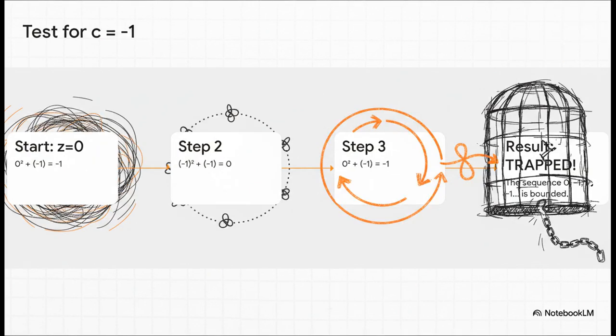But now, watch what happens when we pick c equals -1. First step, 0 squared minus 1 equals -1. Okay, now z is -1. So -1 squared, that's +1, minus 1 equals 0. Now z is 0. So 0 squared minus 1, we're back to -1. And then we'll get 0 again. You see, it's just stuck in a loop forever. It can't go anywhere. This point is trapped.